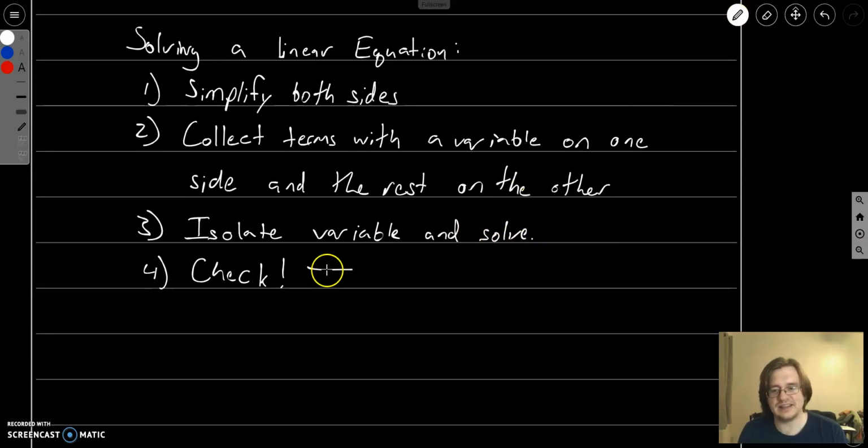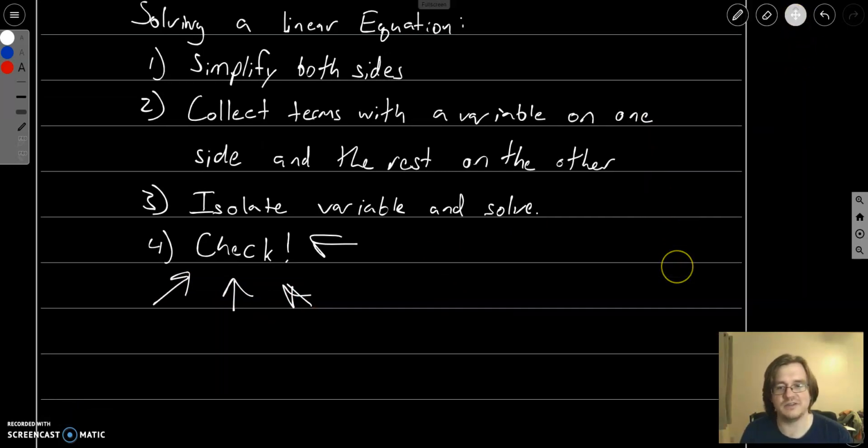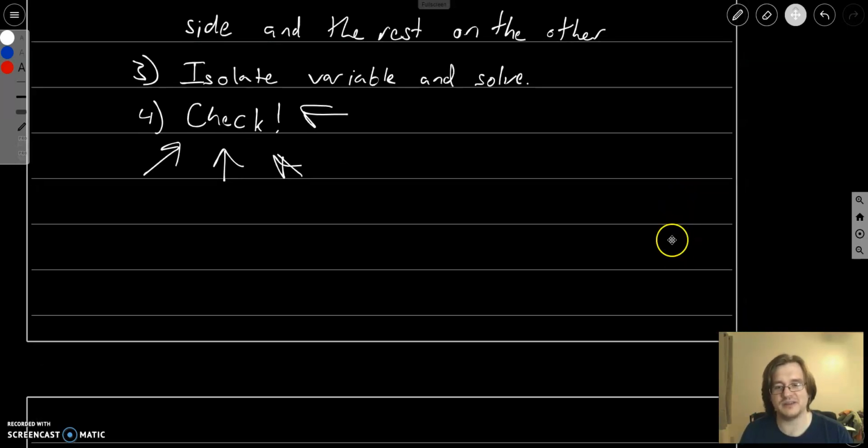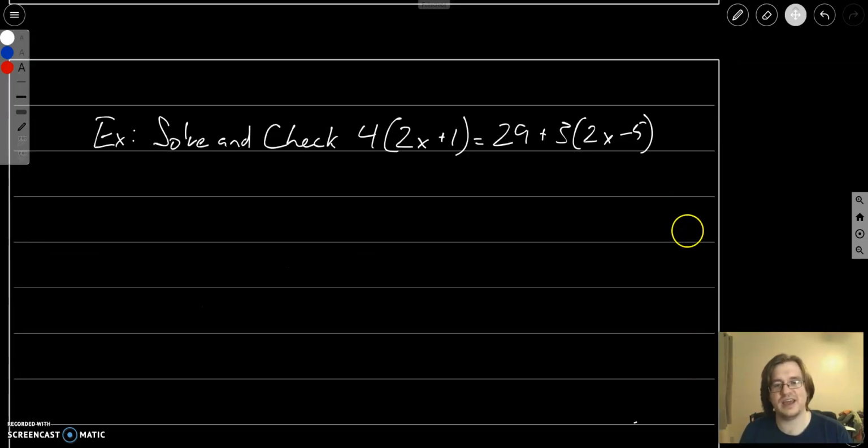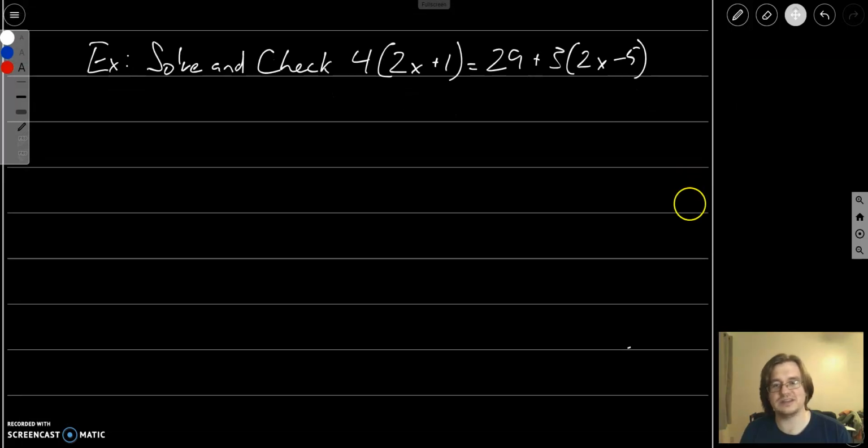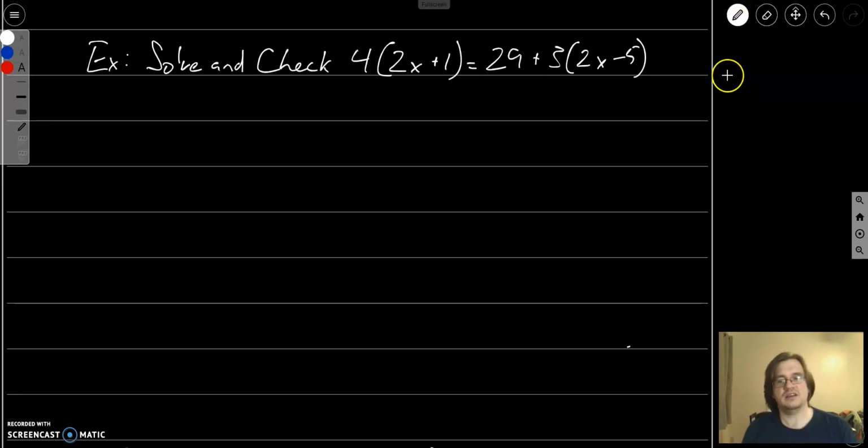And then the last thing that you should always do is check your answers. If you don't know if you've done it right, check. And this will be better than plugging it into the computer and having it check for you and telling you that you got it wrong. So let's solve this and check.